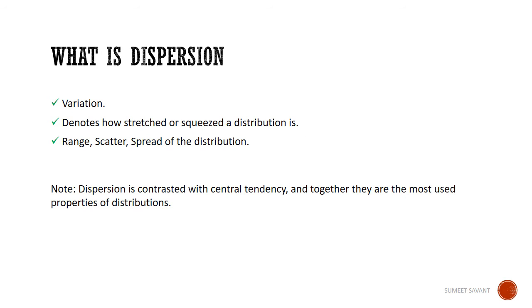What is dispersion? Dispersion is a variation found in the data. It denotes how stretched or squeezed a distribution is. Dispersion is the range, the scatter, or the spread of the distribution.